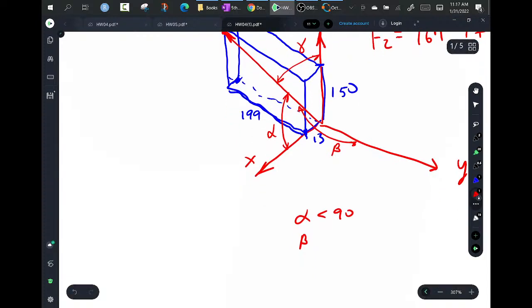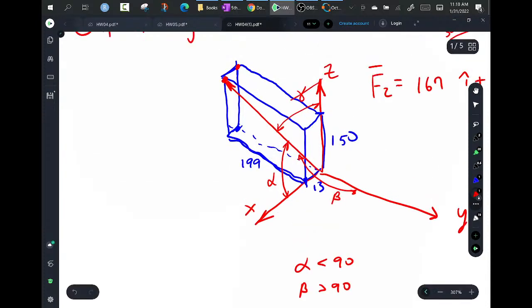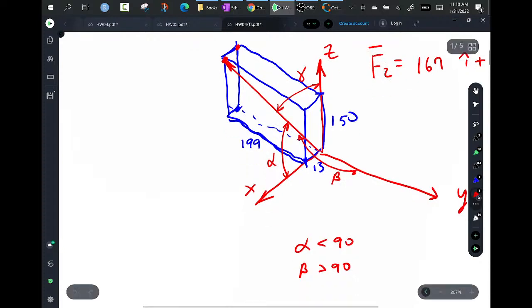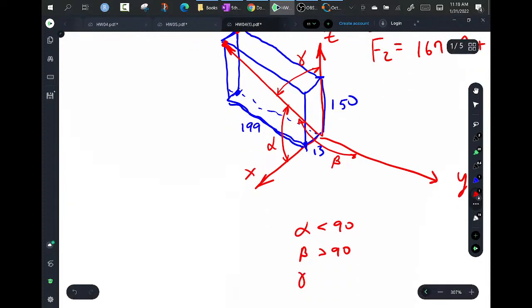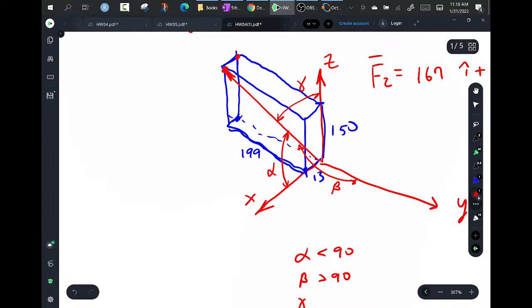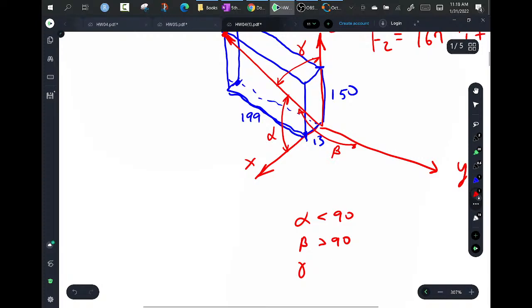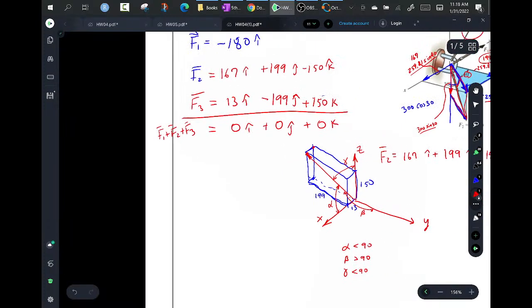Beta is going to be much larger than 90, because if the vector landed in this plane right here, then in fact it would be 90. Well, it's way behind that plane. And so gamma, what would be gamma, you think? Well, it's definitely going to be less than 90, but I don't know exactly. So I'm kind of getting a feel for it. Now I'm going to go find it.